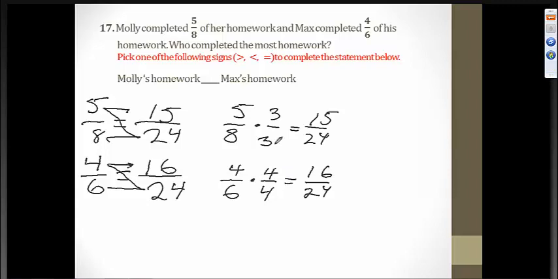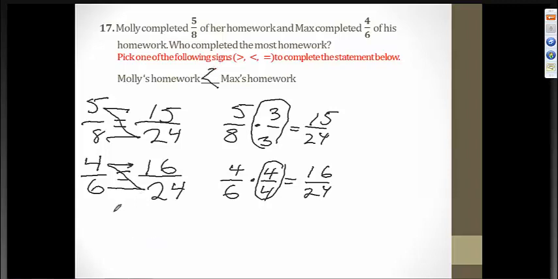That's important to know. What's 3 over 3 equal to? 3 over 3 is equal to 1, and what's 4 over 4 equal to? What happens when I multiply something by 1? It stays the same. The only thing I'm doing is changing the name. So I changed the name of 5/8 to 15 over 24, and changed the name of 4/6 to 16 over 24. So now what is going to be the relationship? Is Molly's homework greater than Max's homework, less than Max's homework, or equal to Max's homework? Less than. So I would pick over here and put it in less than.